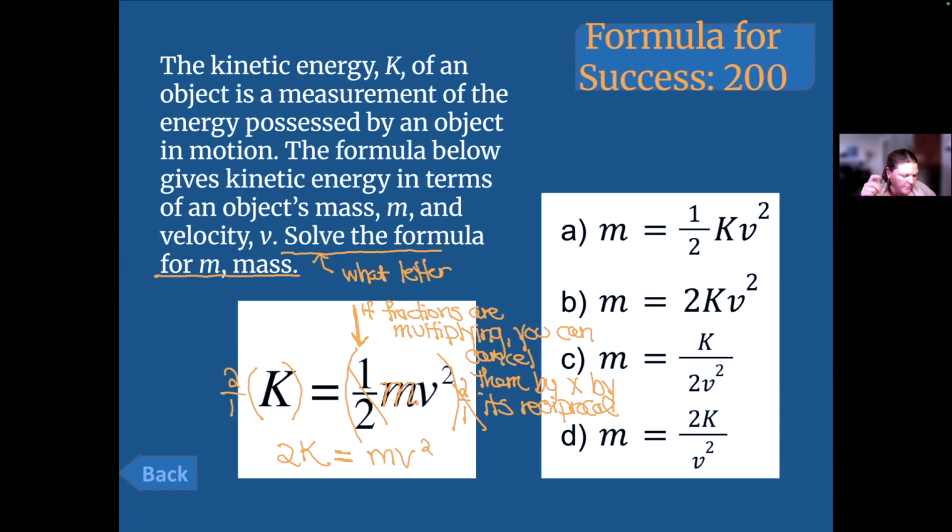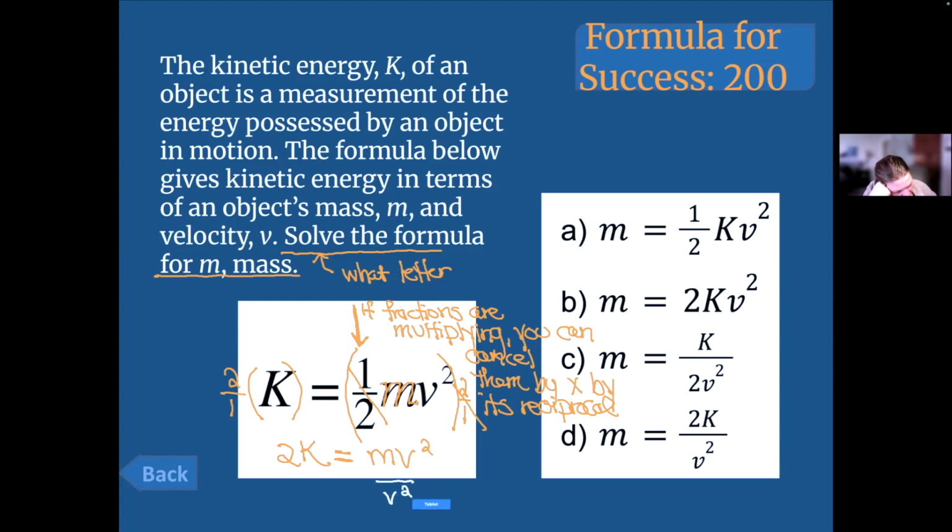M. Okay, so right now I have something hanging out with M. I have a v squared hanging out with M, right, you guys? What's v squared doing with M if they're shoved together like that? Multiply. Beautiful. If you want to get rid of multiplying, you have to do the opposite of multiplying. What's the opposite of multiplying? Division. Divide. Exactly.